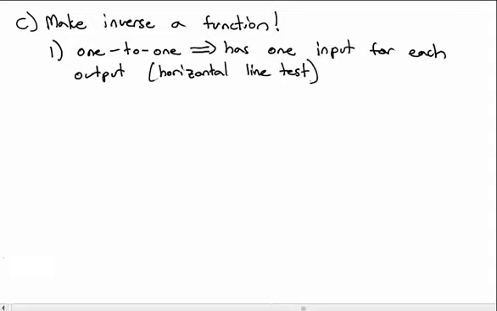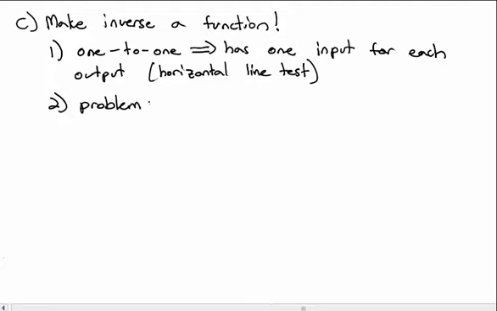The idea is the inverse is going to tilt it on its side and turn it backwards. When it's tilted on its side, is it going to still pass the vertical line test or the horizontal line test before it was flipped? So here's a problem that's not one-to-one.